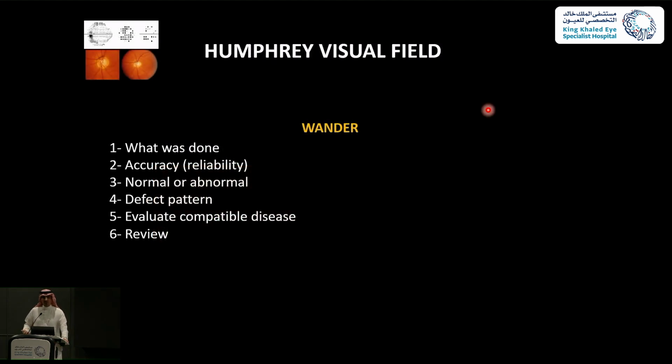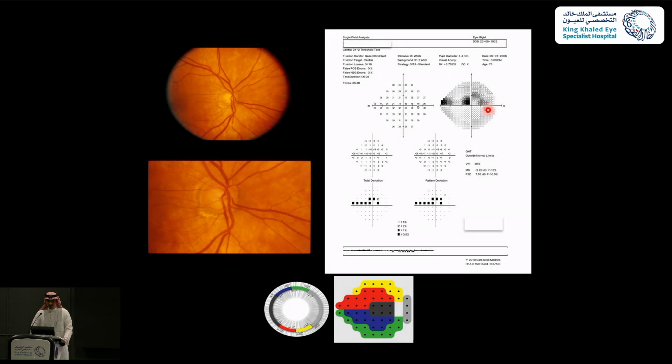Usually, when you comment on a visual field, you will just wonder what happened exactly. You will ask yourself, number one, what was done? Number two, you will ask about the accuracy: is it a reliable visual field test or not? Then you will check if it's normal or not. You will check for the defect pattern. You will evaluate for compatible disease, whether it's glaucomatous, neuro-ophthalmological, or related to a retinal disease. Then you will review your recommendations again, of being a glaucomatous patient or not.